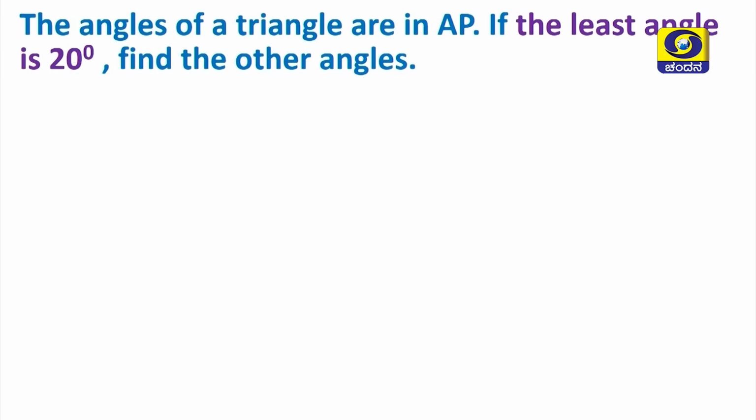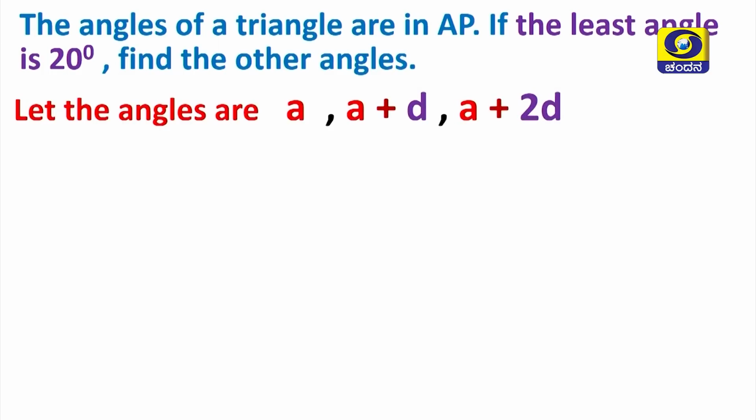Great. Well, my dear children, we will consider one more problem. The angles of a triangle are in AP. If the least angle is 20 degrees, find the other angles. Agreed? We will take the 3 angles as a, a plus d, a plus 2d. I hope you understood why I have taken them. They are in AP. Let them be the 3 angles.